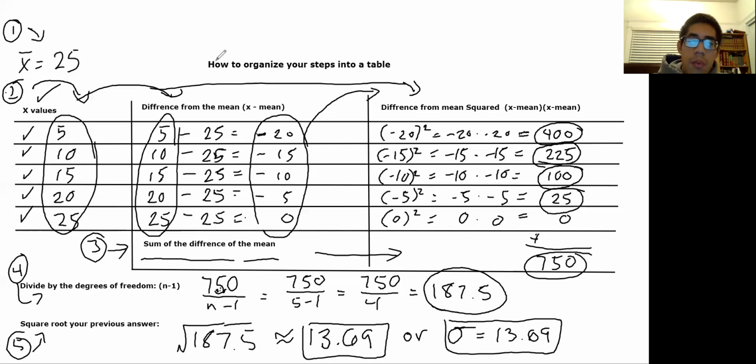So where does all this come from, and where am I getting all these steps from? Well, there's a formula for how to find standard deviation, and it looks like this.